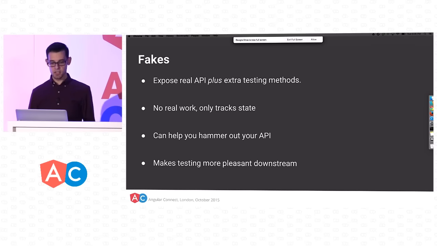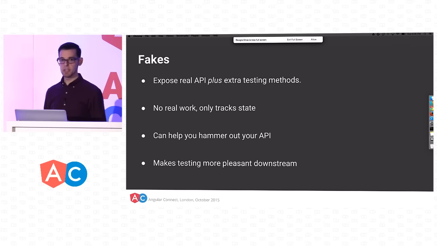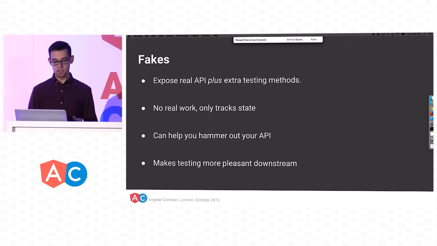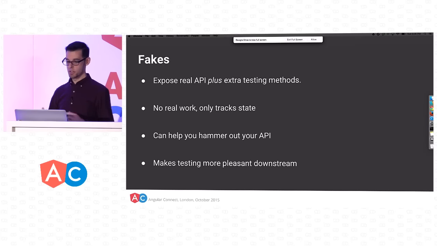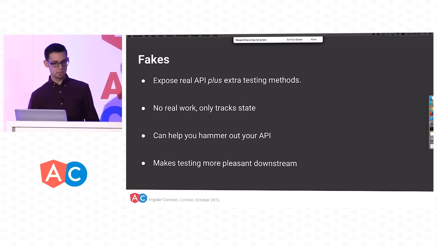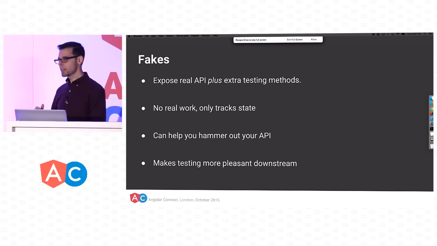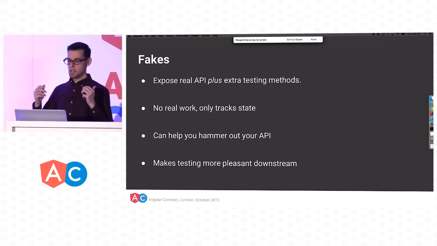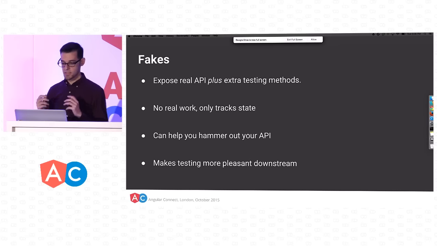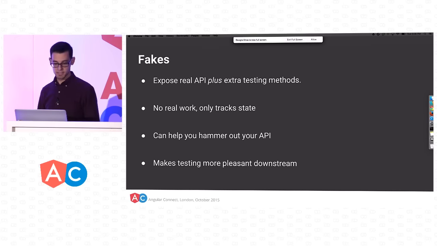So in the case of our dialog service, the fake would provide the same API for things like configuring and opening a dialog, but also provide methods for interacting with the open dialog, such as clicking OK, and for making assertions about the state, such as whether or not it's open. Writing a fake implementation can also help you think about your public API and help you refine it before you get to the final version of your component. And of course, making fakes makes testing applications that depend on your components much more pleasant.